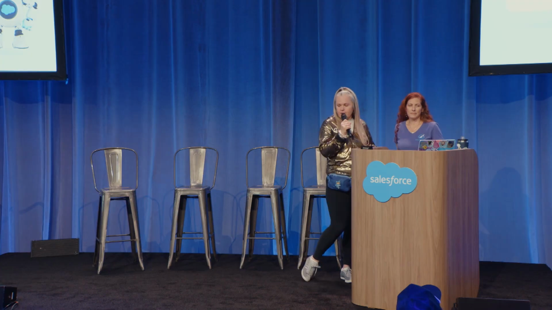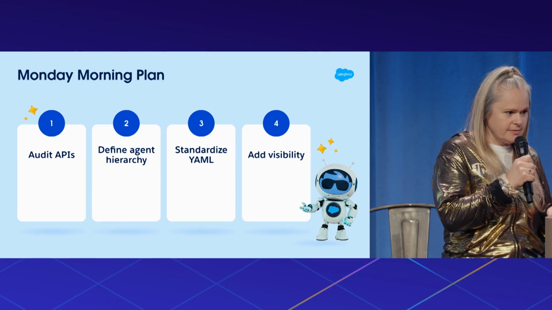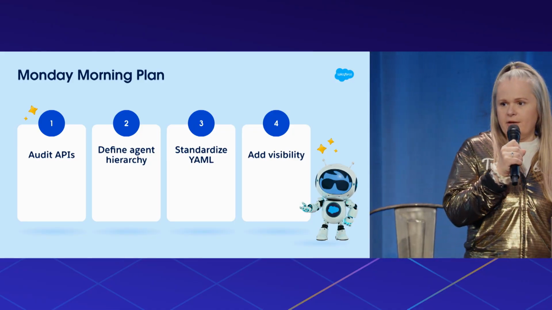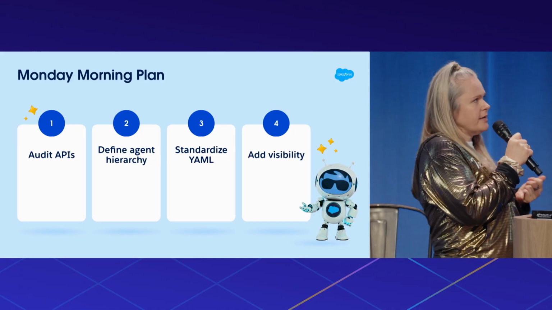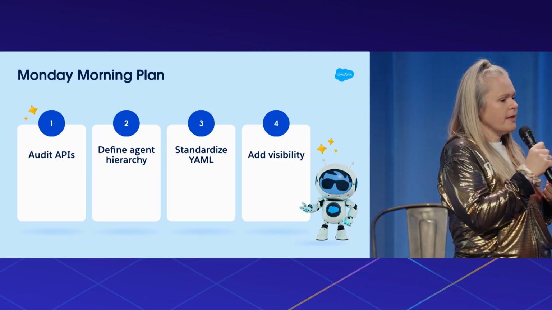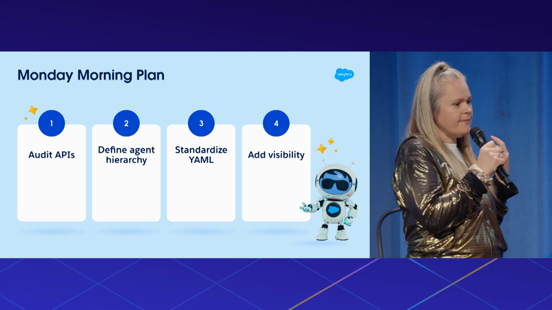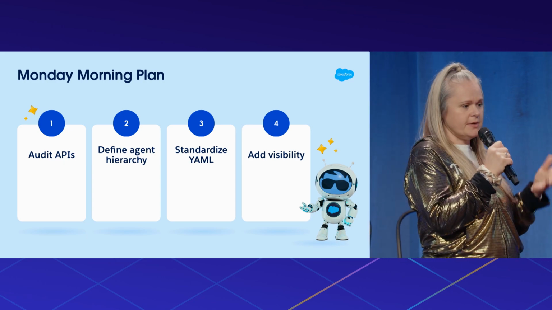So if there's one thing you can take away from this session today, let it be this checklist. Monday morning, you can start to audit your APIs, and then you can define your first broker and some agents. You can standardize your YAML templates, and then start to put basic visibility in place so that you can start to reuse these. This is how you're going to move from experimentation to execution and actually get this into production.